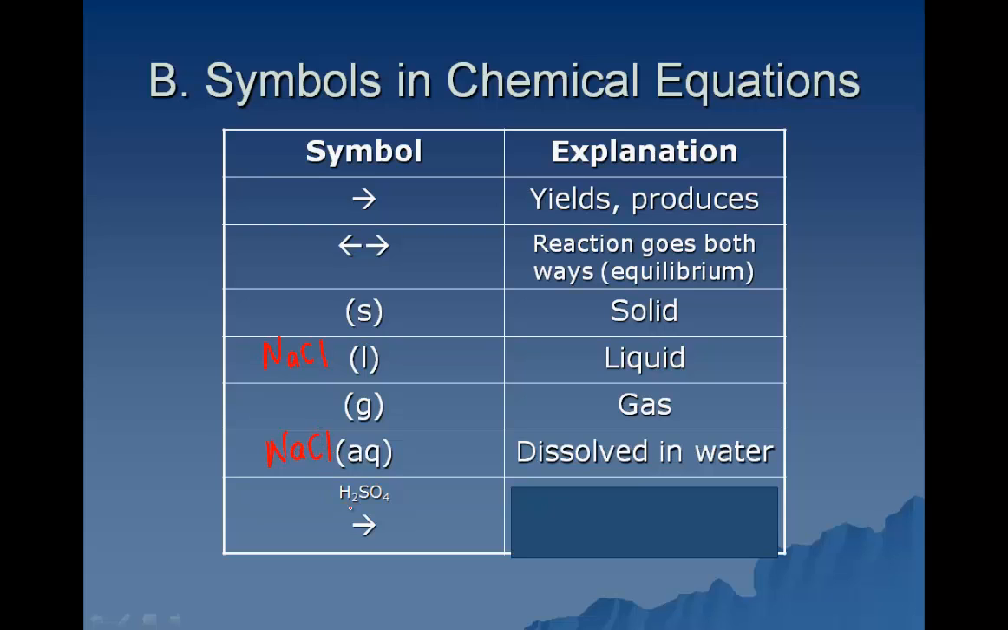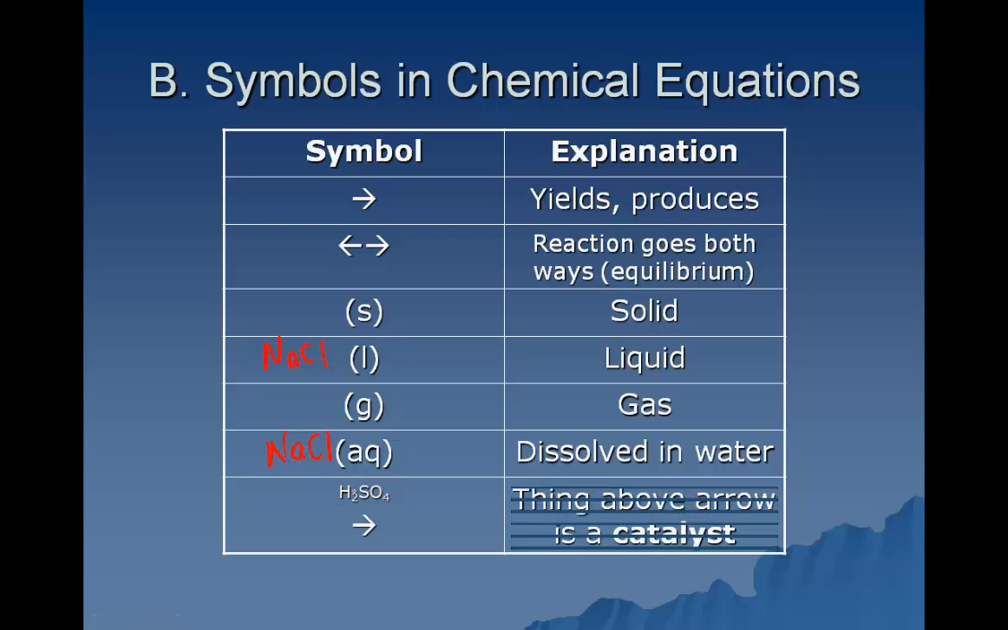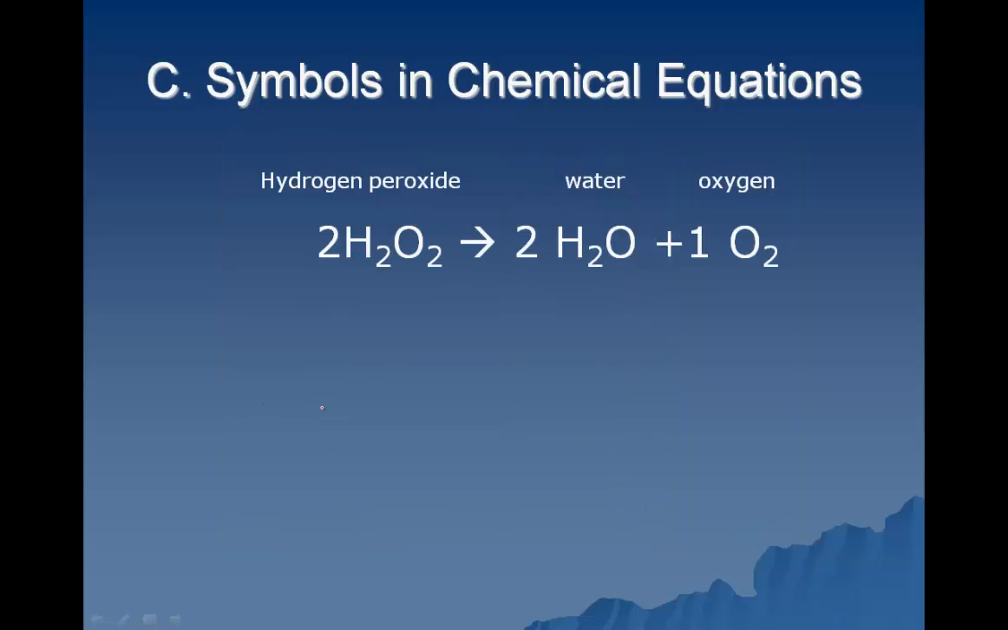And finally, we have a symbol where we have the arrow, the yields arrow, with a chemical above it. That means that the chemical above the arrow is a catalyst that speeds up the reaction. So you may see any or all of these symbols as we deal with chemical reactions and chemical equations in the coming days. There's a couple other things we should talk about in terms of symbols.